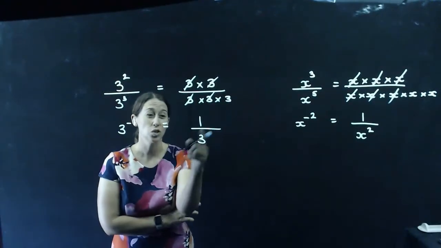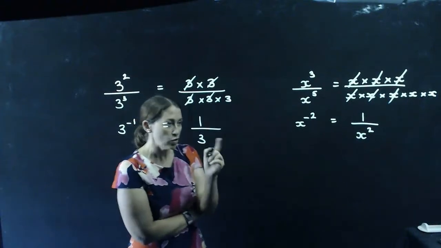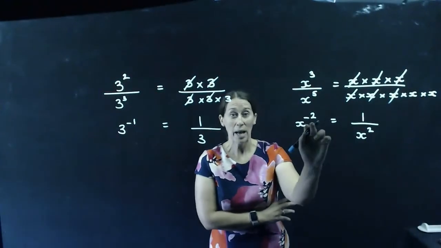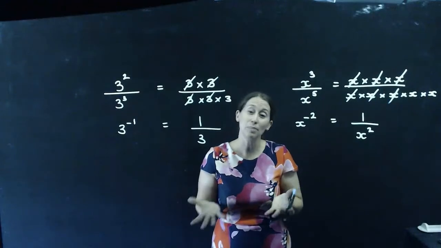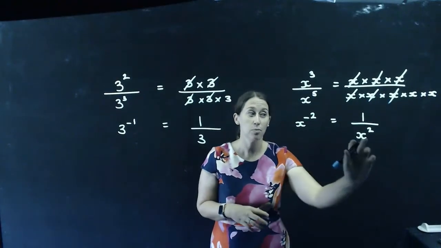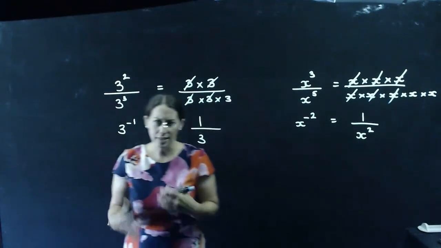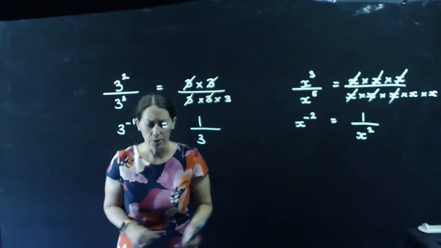and 3 to the power negative 1 is equal to 1 over 3. In actual fact, a negative power, or a negative indice, means that that power actually belongs on the denominator as a positive power. So let's have a look at this with other numbers.